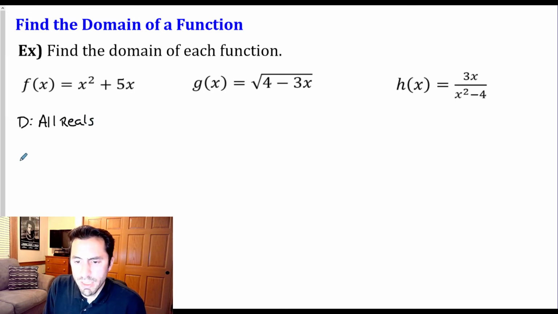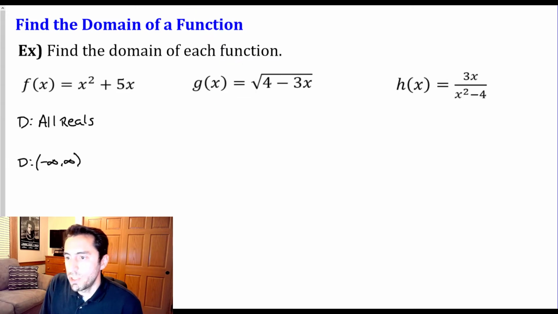Now, a second way I can describe my domain is by using interval notation, and this is usually the preferred way. So interval notation, I'm just going to describe the interval of possible numbers. In this case, all real numbers, this is everything that goes from negative infinity all the way to positive infinity. Every single number. Okay, let's take a look at the second one.